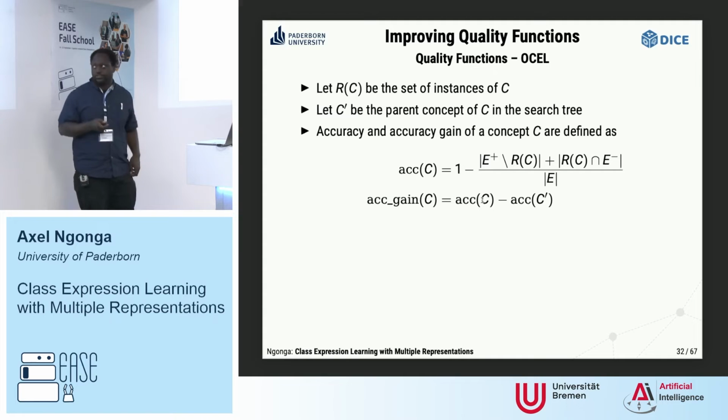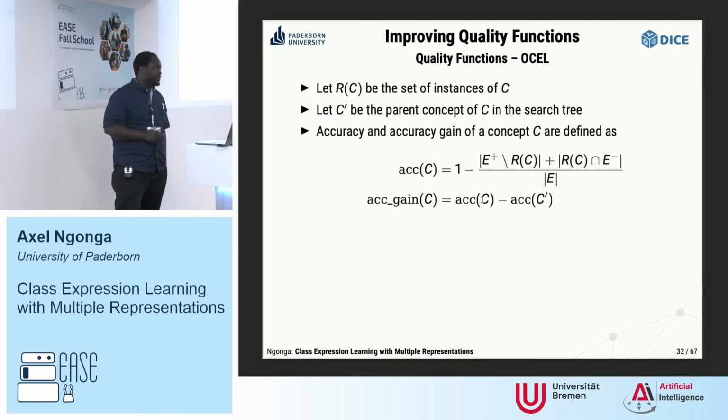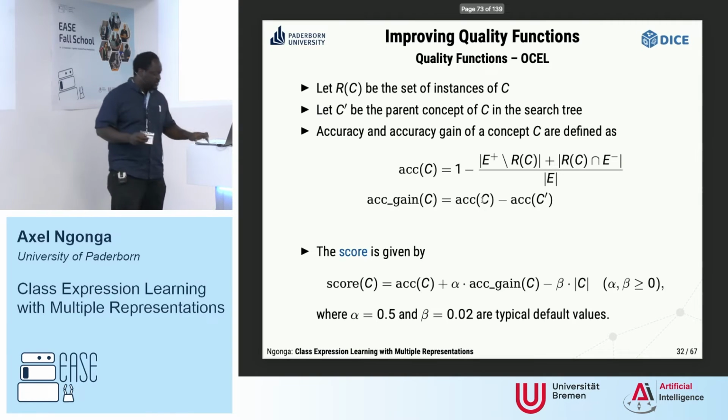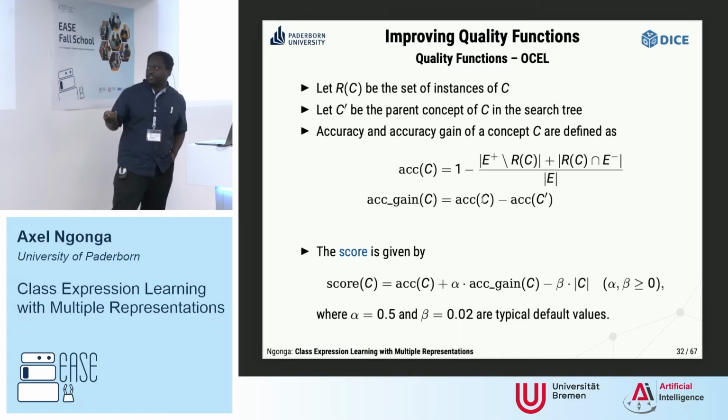So basically just to normalize, while the accuracy gain is basically nothing else than the current accuracy, so the accuracy of C minus the accuracy of C prime. Current accuracy minus the accuracy we already had when we were at C prime. So basically what's our gradient. And then we can combine the two.